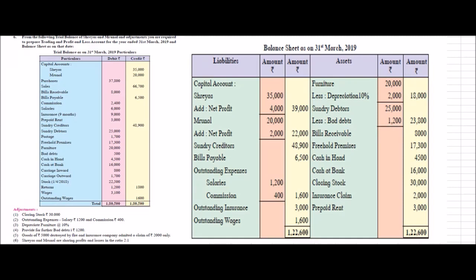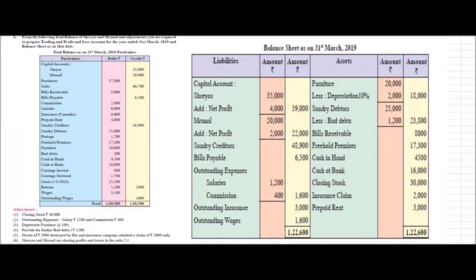Freehold premises is 17,300 rupees. And cash in hand and cash at bank come on the asset side of the balance sheet. So cash at bank and cash in hand.